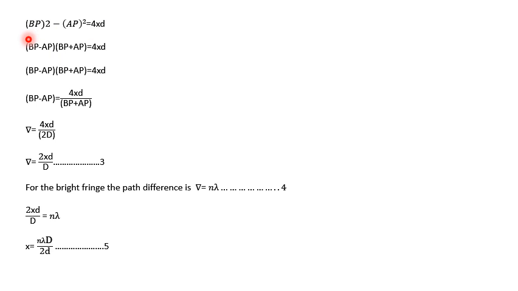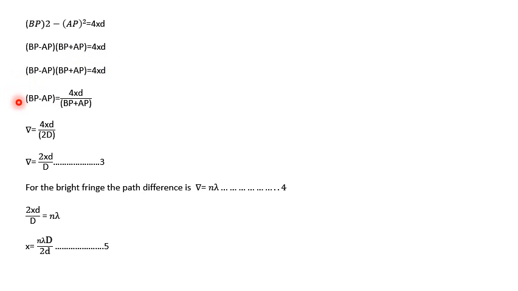Now what we want is BP minus AP, and we get here BP square minus AP square. So again we open this by the formula of a square minus b square. According to that formula, a square minus b square is equal to (a plus b) multiplied by (a minus b). With the help of that formula, we open this BP square minus AP square, so we get BP minus AP multiplied by BP plus AP is equal to 4xd.